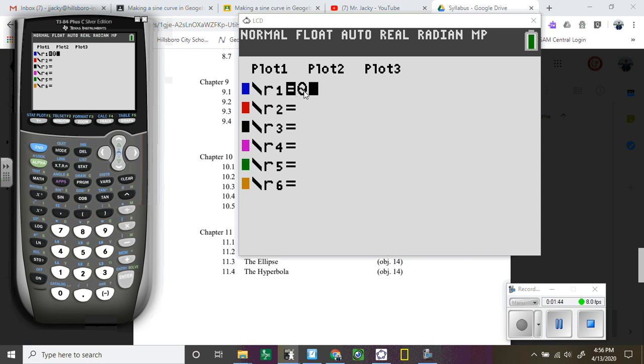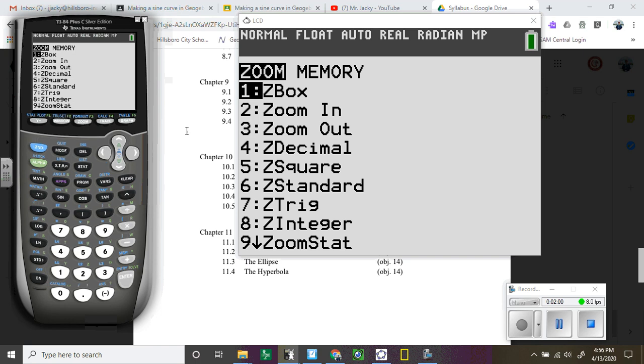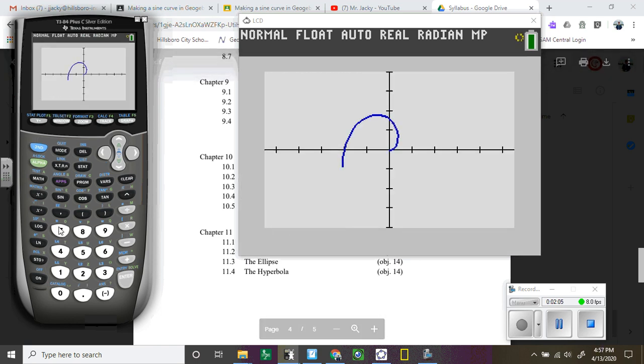So if you have zero angle, you have zero radius. As your angle gets bigger, your radius gets bigger. So this is going to make a spiral, and this is called the Spiral of Archimedes. And graph. Well, let me do zoom and trig, which is number 7. And there it is. So zero angle, zero radius. As your angle gets bigger, the radius gets bigger. So when you're at 2 pi, then your radius is 2 pi.